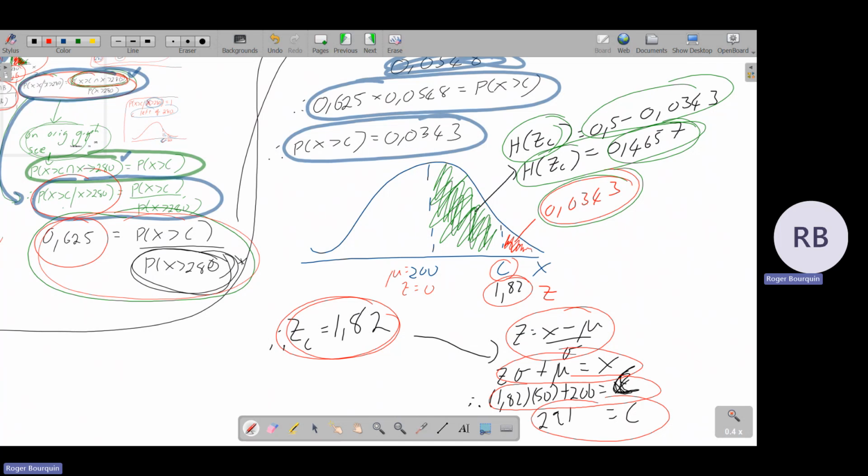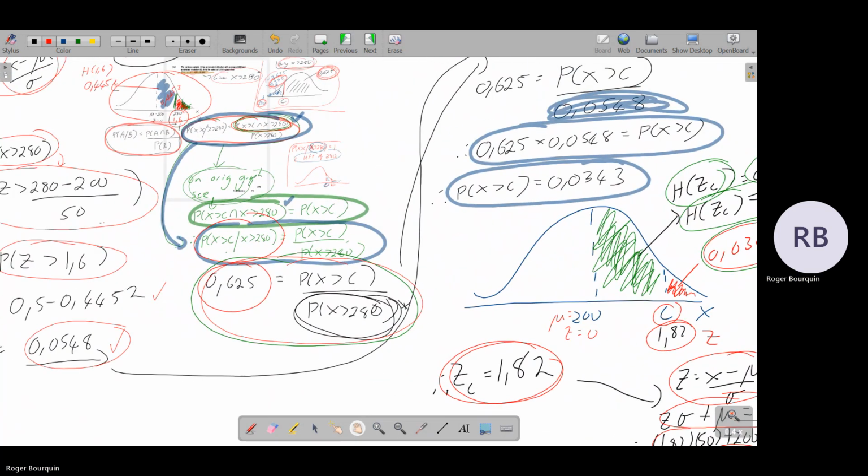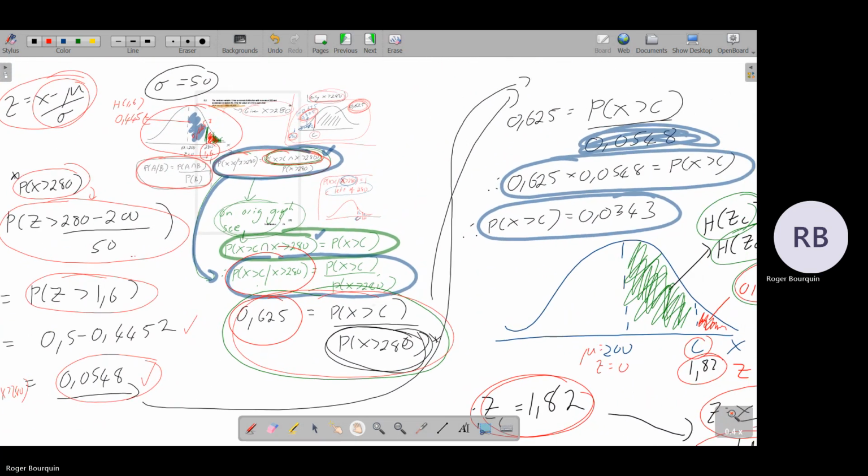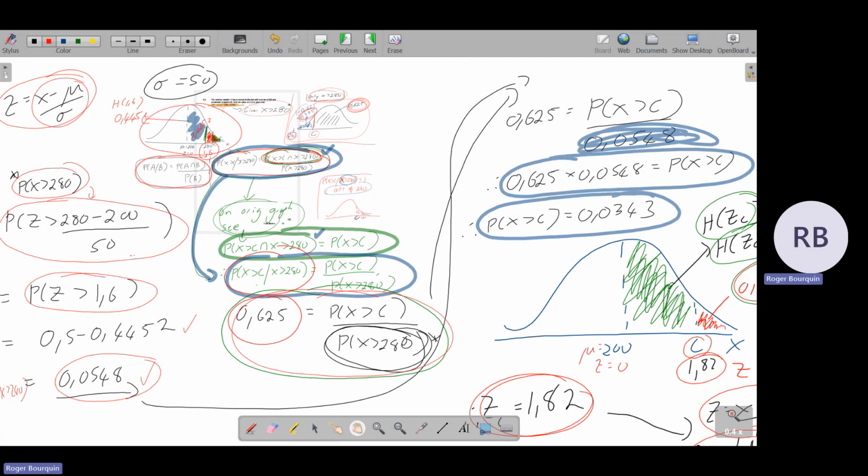Tough question. The biggest problem was this over here: that you didn't recognize that the probability x is bigger than c and x is bigger than 280, this thing over here, is exactly the same thing in this scenario as the probability that x is bigger than c. Hope that helps.